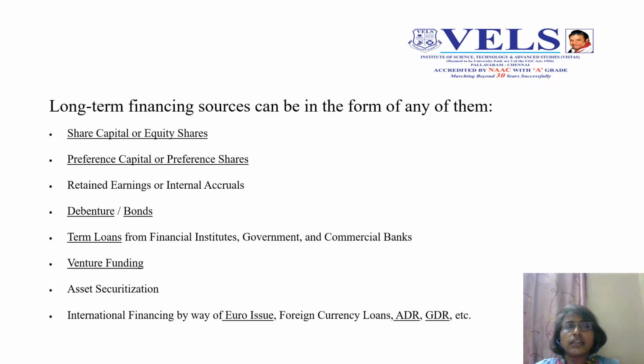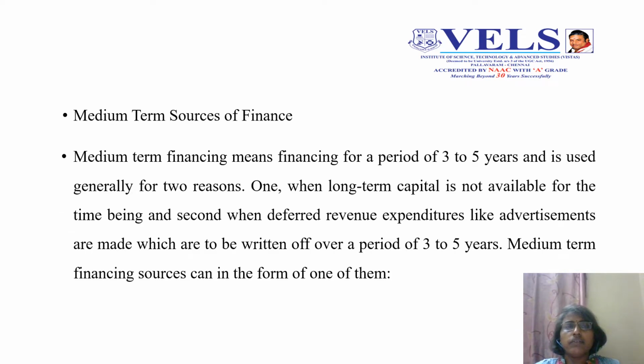So the next category: these are all the classifications which I have explained in the previous slides. The long-term source of finance can be obtained in any one of these forms. When we talk about the medium source of finance, it is nothing but the finance which is available for a period of 3 to 5 years.